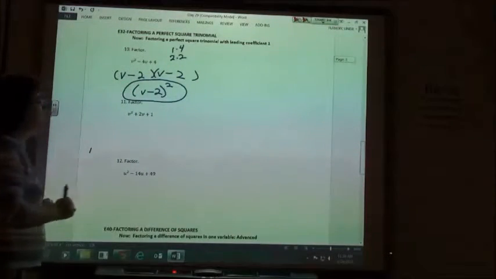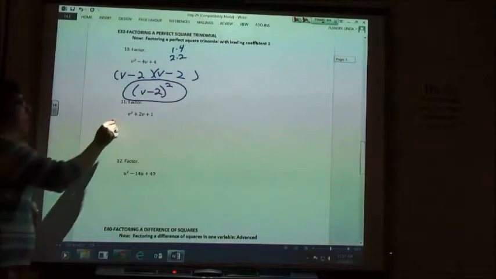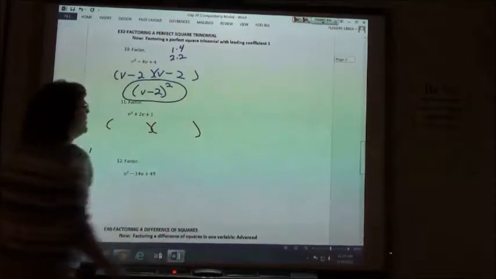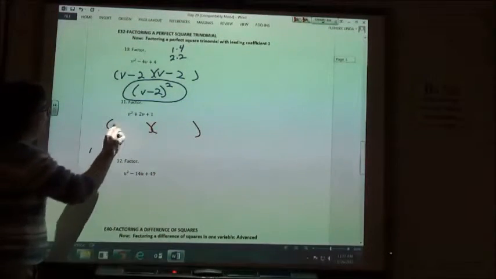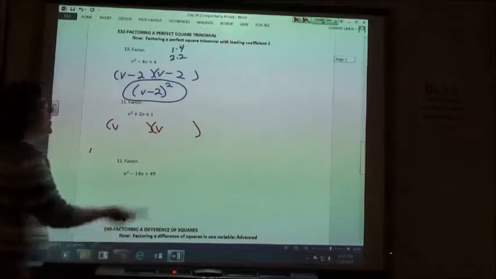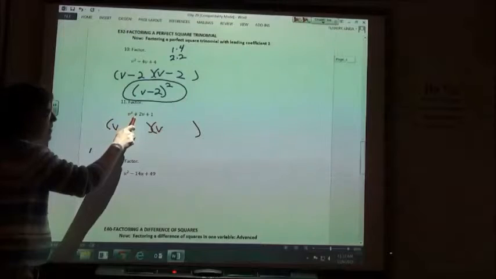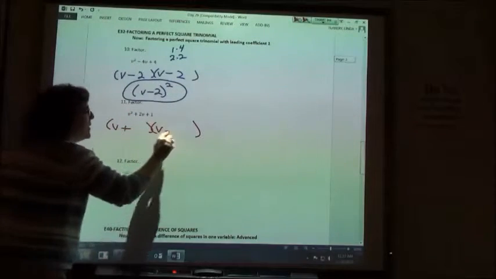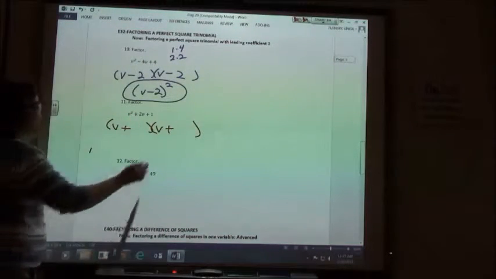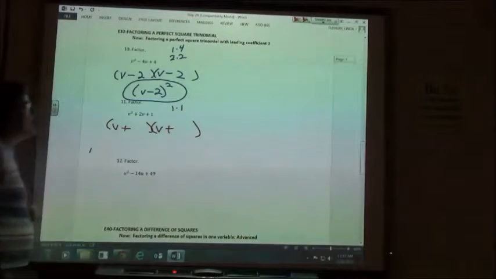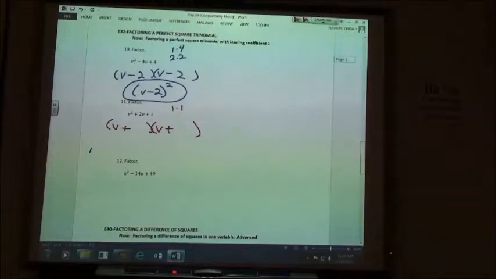Here we're factoring v squared plus 2v plus 1. So again, our two sets of parentheses, factors of v squared, v and v. The end is a positive, so both of my signs have to be the same as whatever the middle is, plus and a plus. Factors of 1 that add up to 2. Well, guess what? The only pair of factors for 1 is 1 and 1.